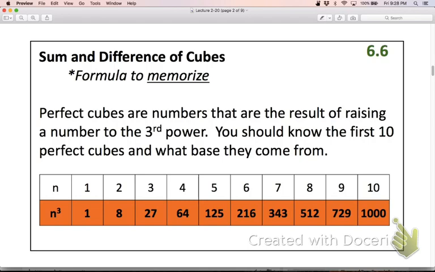So the perfect cubes are the numbers that are down there in orange. And the way we get those is we take 1, and 1 to the third power is 1, 2 to the third power is 8, 3 to the third power is 27, and so on. So 1, 8, 27, 64, 125, and on and on. Those are your first 10 perfect cubes. You need to know them well enough that they jump off the page at you when you see them, that they are perfect cubes.